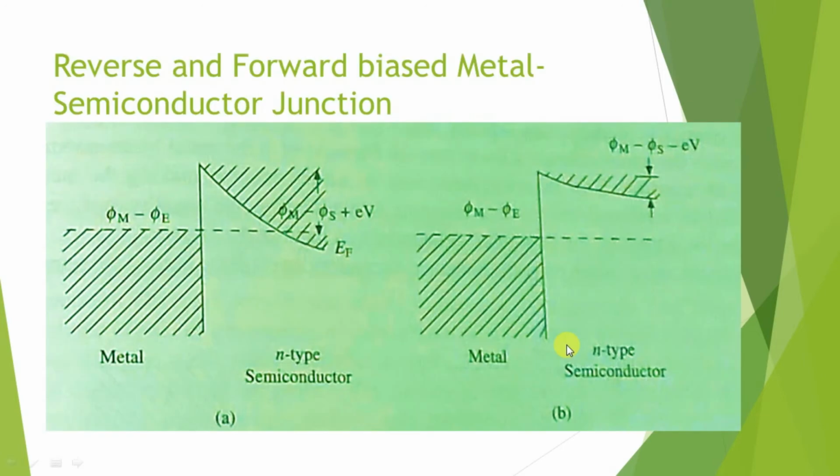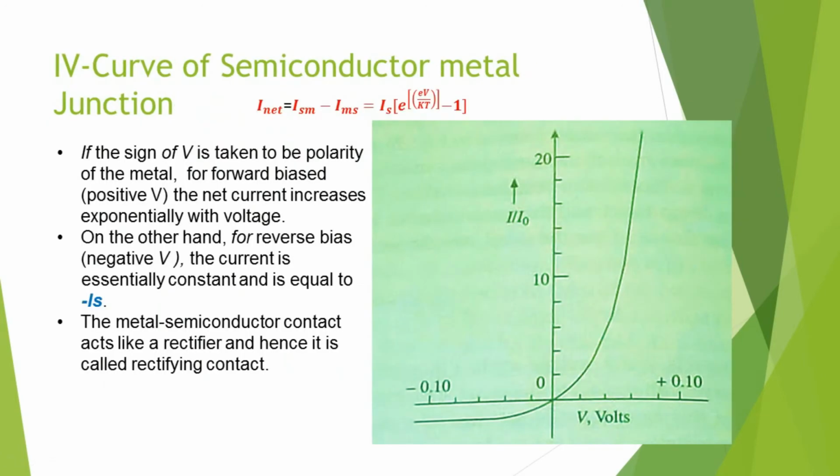Now we focus on this equation, what this equation is all about. This equation helps us to draw the IV characteristics. When you change the potential difference, you can see a change in the current. First we discuss the case of forward bias. If V is taken as the polarity of the metal, and the metal is positive and the semiconductor negative, then you can say that the metal semiconductor junction is forward biased.